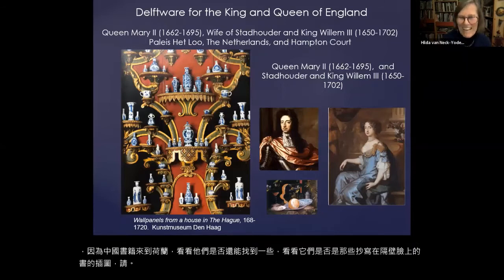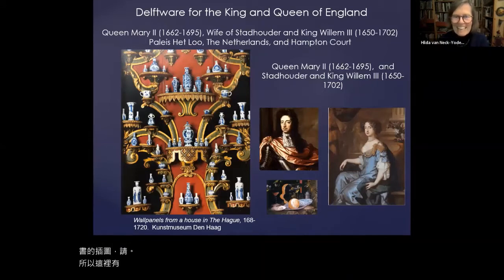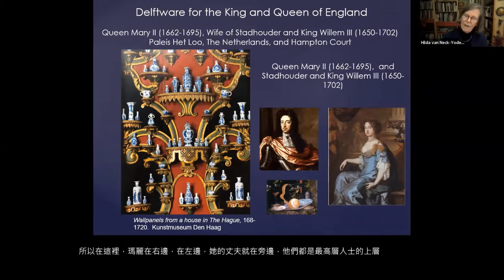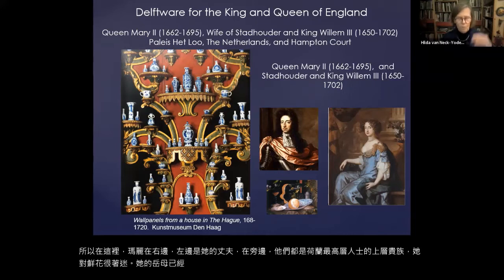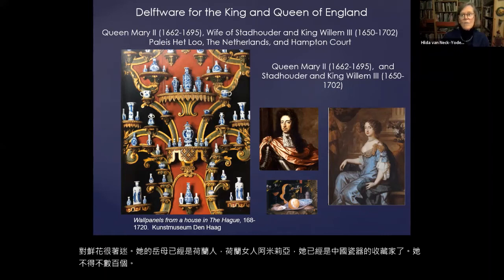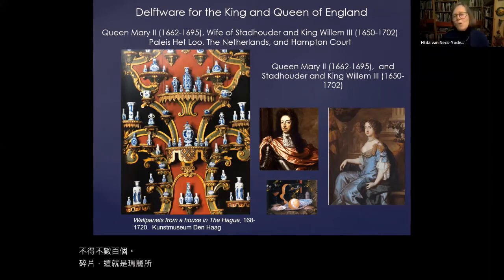So here we have Mary on the right, and on the left, her husband right next to her. They are both the upper nobility, the highest people in the Netherlands. And she is crazy about flowers. Her mother-in-law, the Dutch woman Amelia, was already a collector of Chinese porcelain. She had hundreds of pieces. And this is what Mary did with the huge number of Chinese porcelain that she collected.